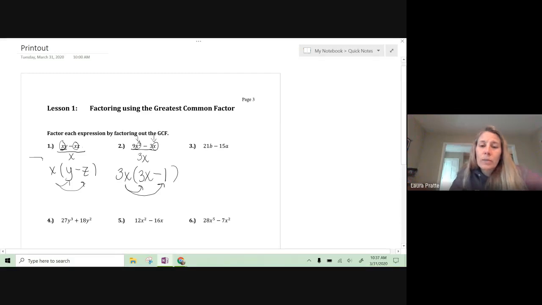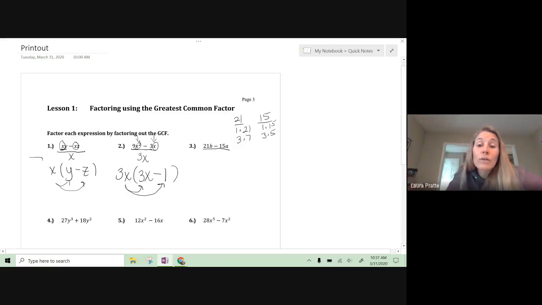So let's look at the next one. Now the next one, we have 21 and 15, but what is the greatest common factor? Again, you can use the factor sheets that I provided for you on Monday on Google Classroom. For 21, your factors are 1 and 21, or 3 and 7. For 15, you have 1 and 15, or 3 and 5.